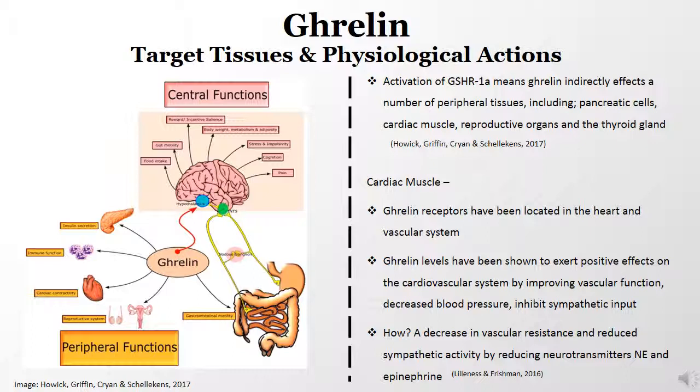Ghrelin receptors have been located in the heart and vascular system, and ghrelin has been shown to exert positive effects on the cardiovascular system. In a 2016 study, the hormone was shown to improve vascular function, decrease blood pressure, inhibit sympathetic input, and post-myocardial infarction reduce the frequency of arrhythmias and apoptosis. The improvements in heart health are attributed to decrease in vascular resistance and excessive sympathetic activation through the reduction of neurotransmitters norepinephrine and epinephrine.